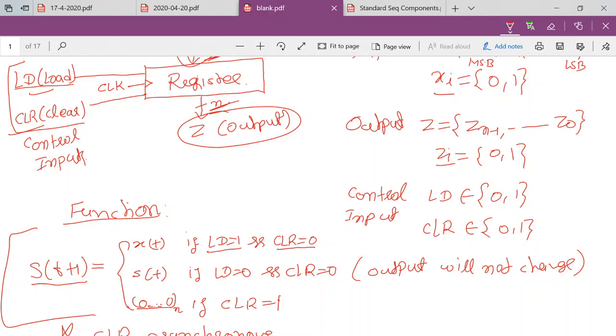So whatever the input is will be available at the output side after the triggering event. Right? We have discussed that whatever the input is will be available at the output side. So we should provide input according to the load. If load is equal to 1, we should provide xt to the delay flip-flop, and if ld equals 0, we should provide st to the delay flip-flop.